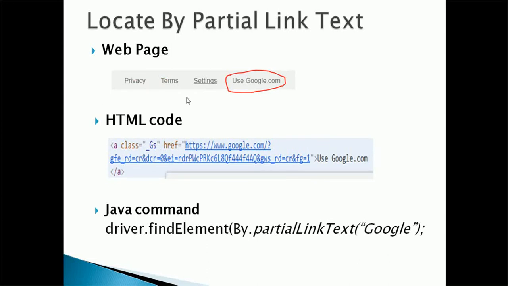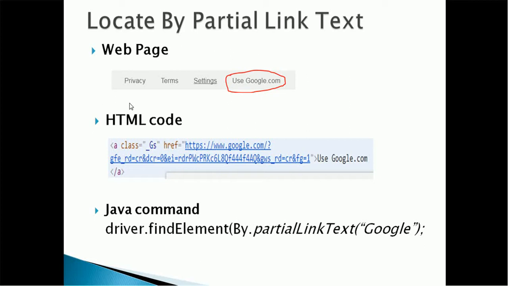And the next one is locate by partial link text. This is another locating mechanism provided by Selenium. Just assume that the link text is around 3 or 4 lines, and in this case you cannot copy the entire text and put it here, as your code will look messy.